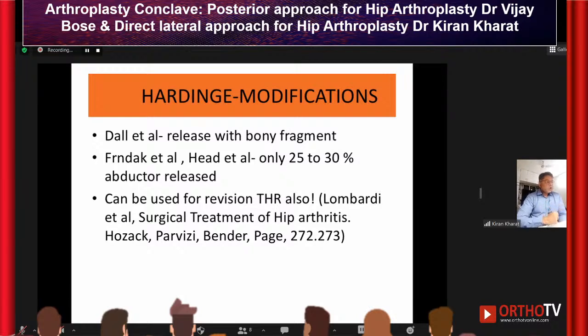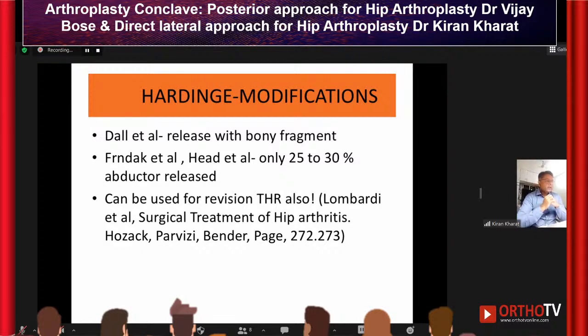But there were many modifications along the way, and one of the popular modifications, especially if the tendon is very, very flimsy, is the Dall et al. modification, where bony fragments are elevated as you elevate the abductor. And you can use very, very sharp osteotomes or chisels to do this, like a femoral grafting technique. Further modification has been by Frndak et al. and Head et al., where they reduced the amount of abductors released from the trochanter, and they only released up to 30%. And their rationale was that doing this, they preserved most of the abductor strength and therefore reduced post-op limp and reduced post-op heterotopic ossification.